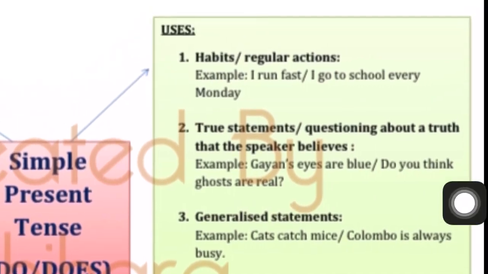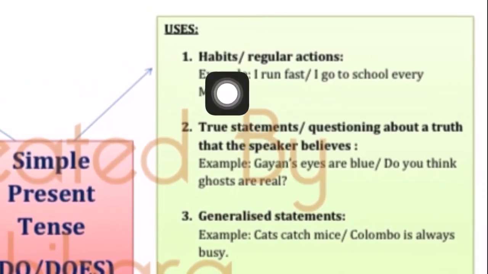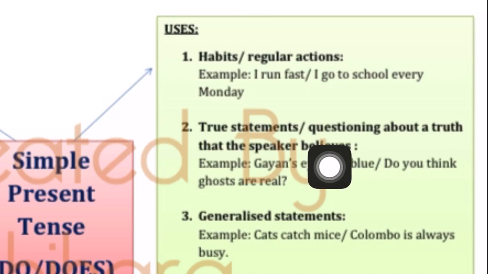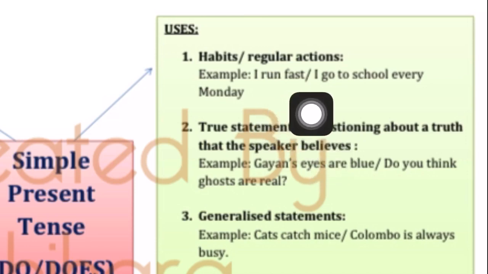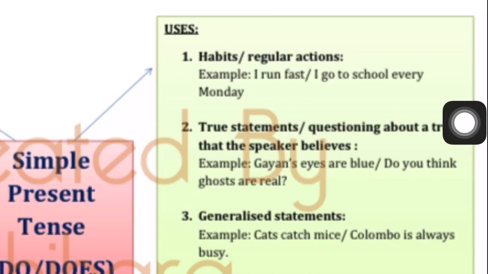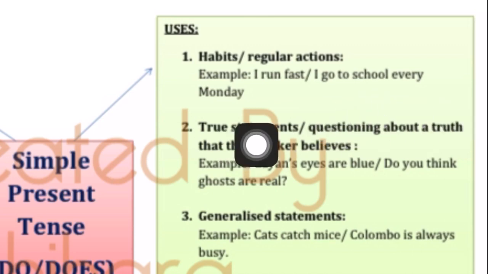Now the first use is to describe habits and regular actions. For example, I run fast. අපි කියන්නේ I running fast කියලා කියන්නේ නෑ. I run fast. I go to school every Monday.